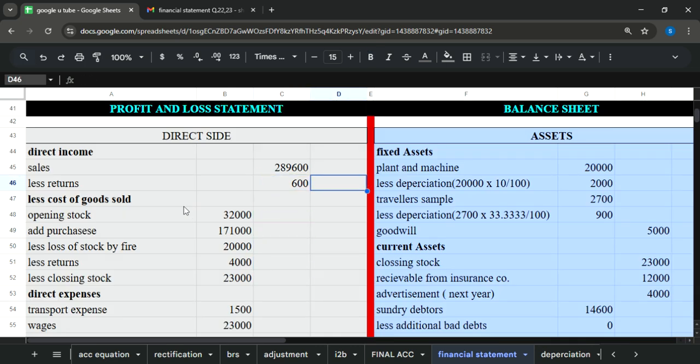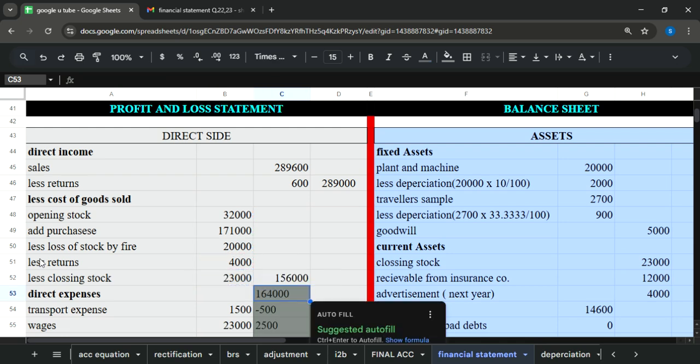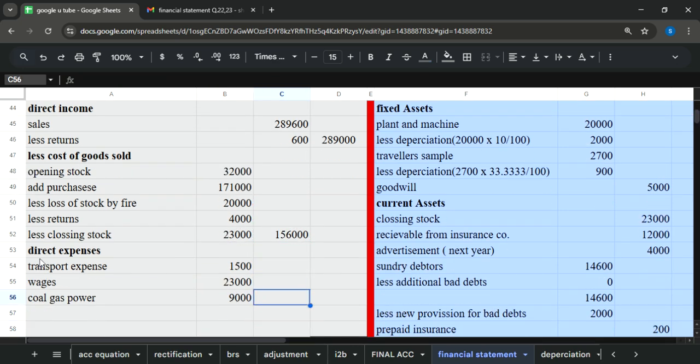First we will see our direct side, amount of sale minus return, net sales arrived. Let's start calculation for initial part of cost of goods sold: opening stock, plus purchases, after which you will subtract loss of stock, again subtract returns, again subtract closing stock. So what we have got is 156,000, initial part of cost of goods sold.